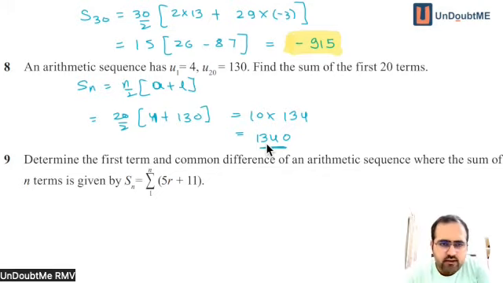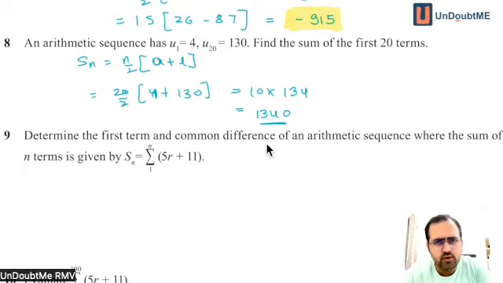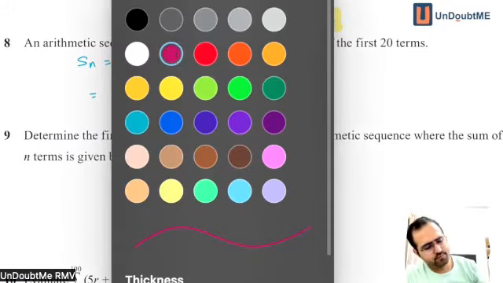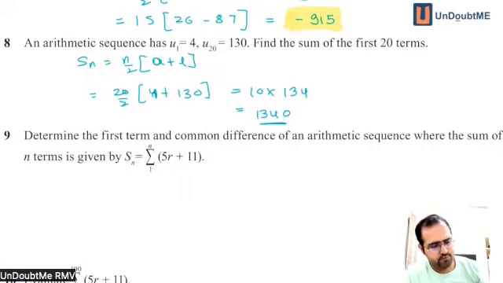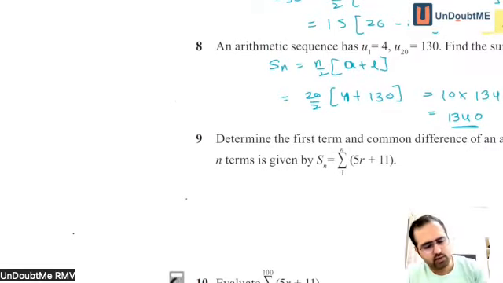Question number 9 is on that special series which we have discussed. So does any one of you remember those formulas? Sigma n square, sigma n cube. I'll just show you the formulas first because the upcoming questions are based on that only. So let me create some space here. I'll write here only. First one is sigma n.